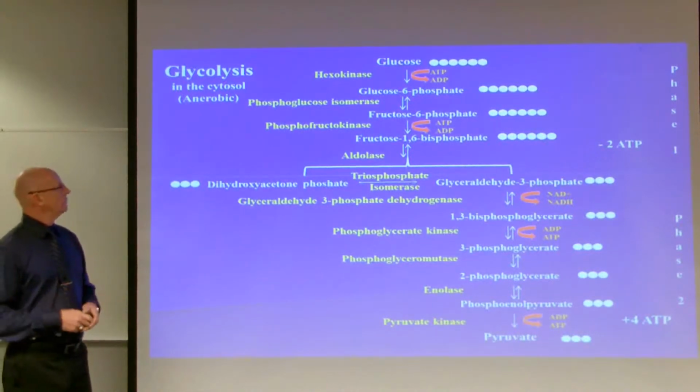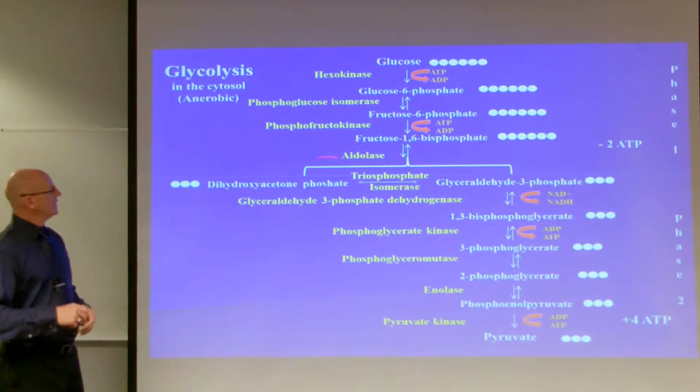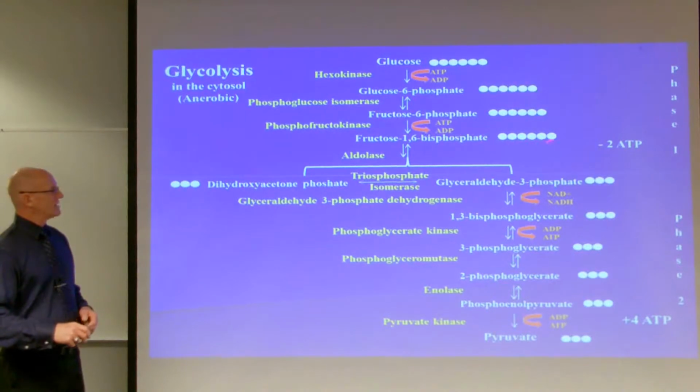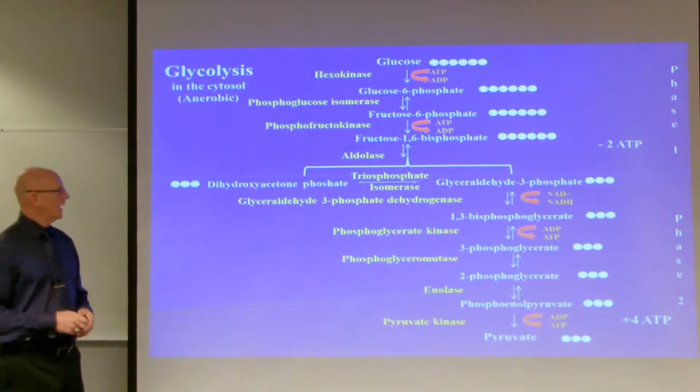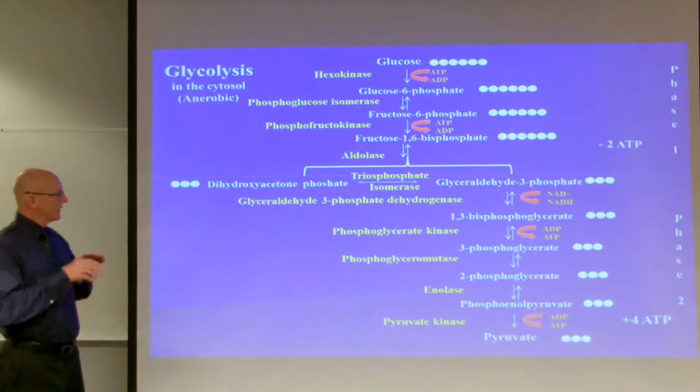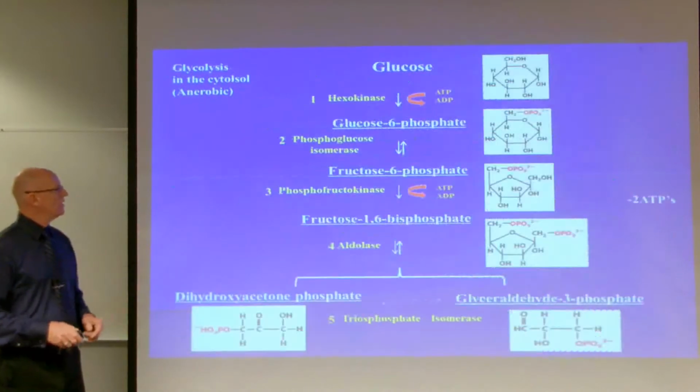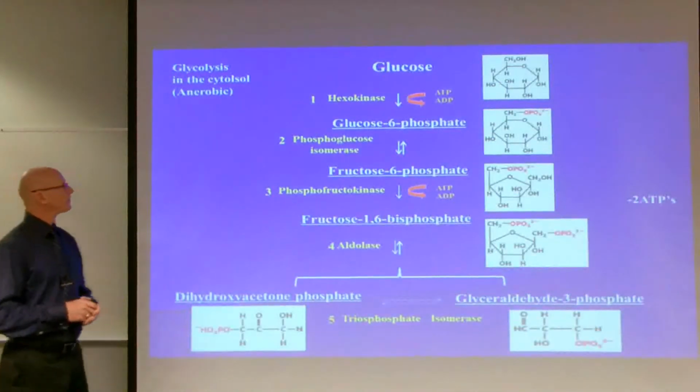So like I said, I'm going to break this down from here. Glucose will go into fructose 1,6-bisphosphate, a 6-carbon molecule. And then from that, it will be split into 2. So that will be the second slide. So let's start with the glucose.